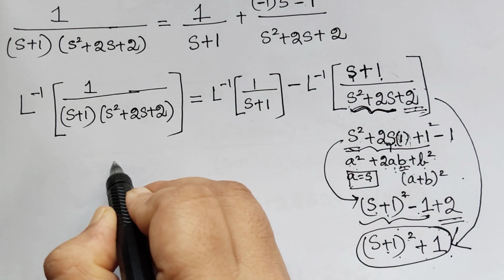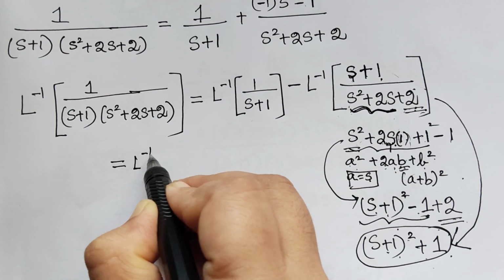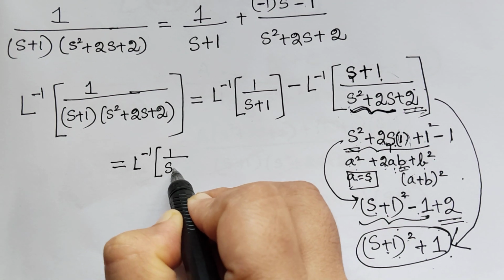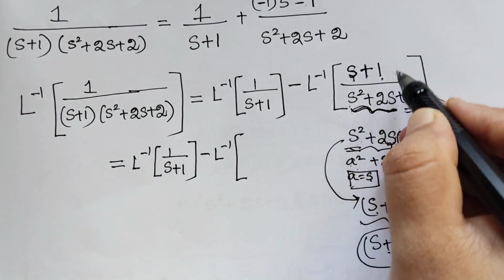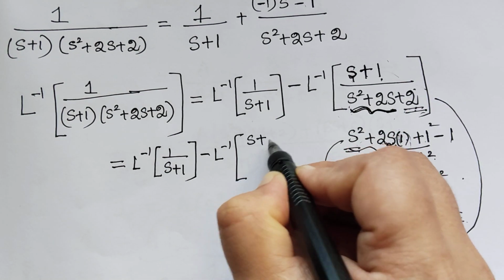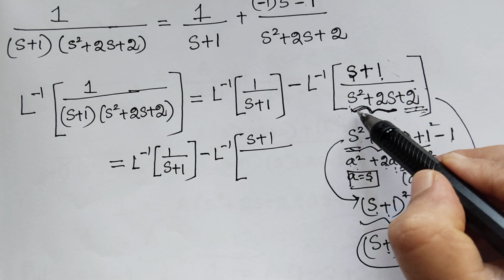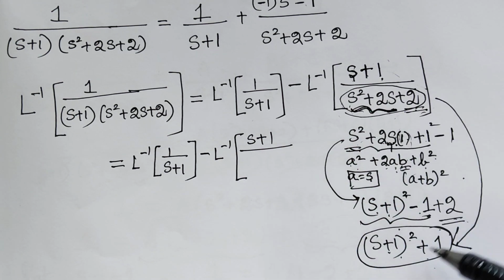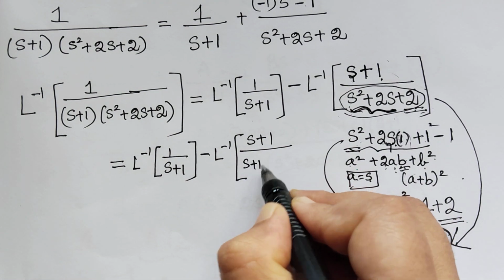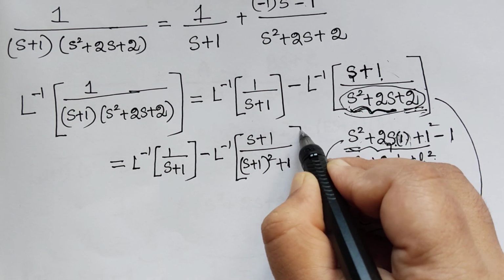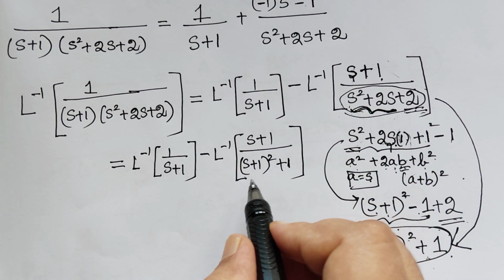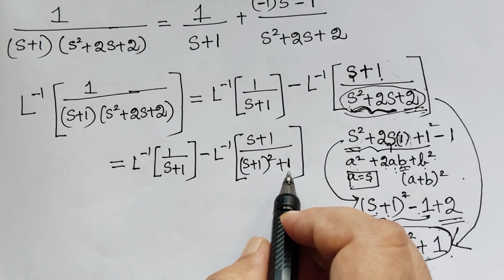denominator. And so the right hand side will be equal to inverse Laplace transform of 1 by s plus 1, and then minus inverse Laplace transform of this term. In the numerator you have s plus 1, and in the denominator this complete term has been changed as s plus 1 the whole square plus 1, so that we can use the shifting property over here. So what does that shifting property say?